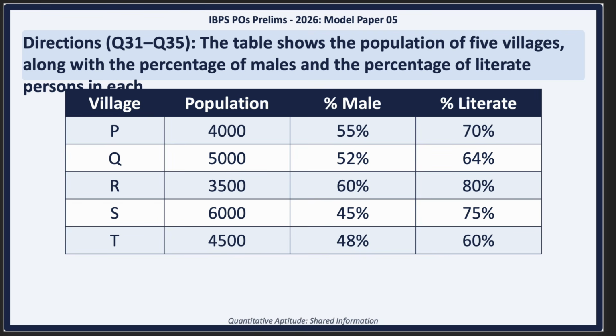I always like to think of a data table as an organized pantry. Oh, an organized pantry. I like that. Yeah, because you don't walk into a pantry and try to memorize every single can of beans, right? You just grab the ingredients you need for the recipe you're cooking right now. I love that analogy. You don't need to invent anything. You just need to extract it. The trap here isn't the arithmetic. It's the extraction. Right. The table gives us total population, male percentage, and literacy rate for villages P, Q, R, S, and T. That's it.